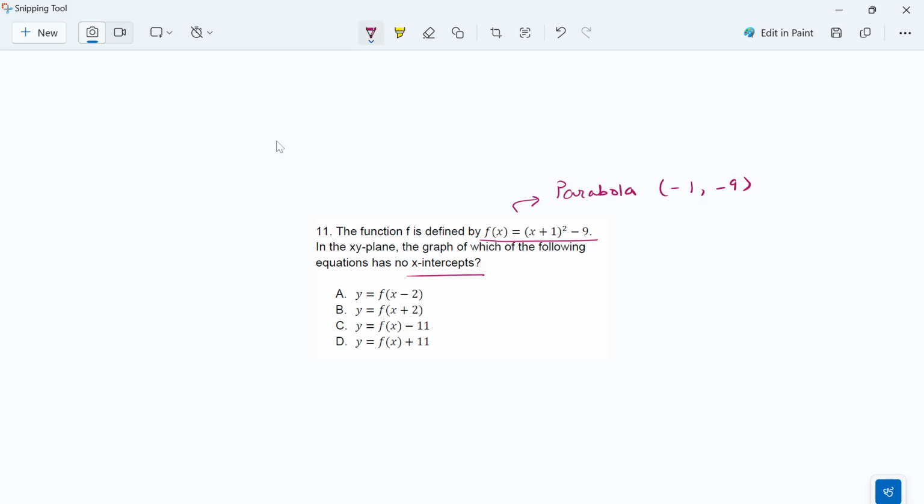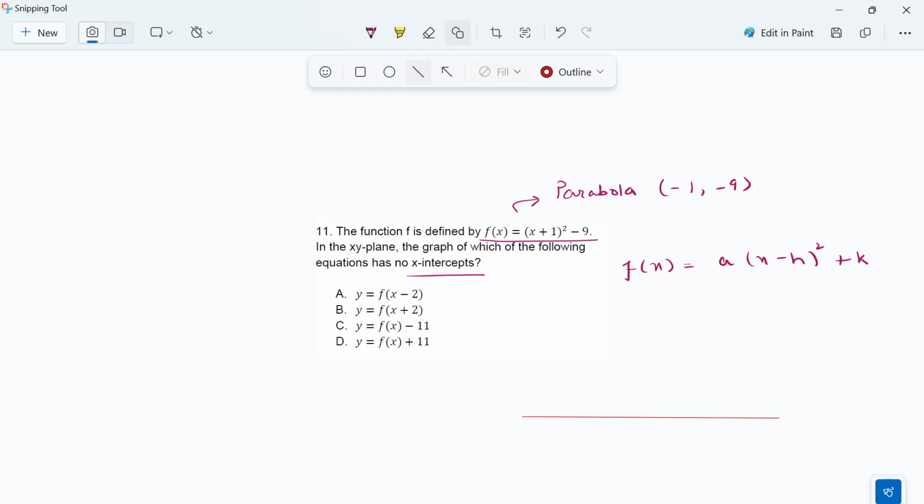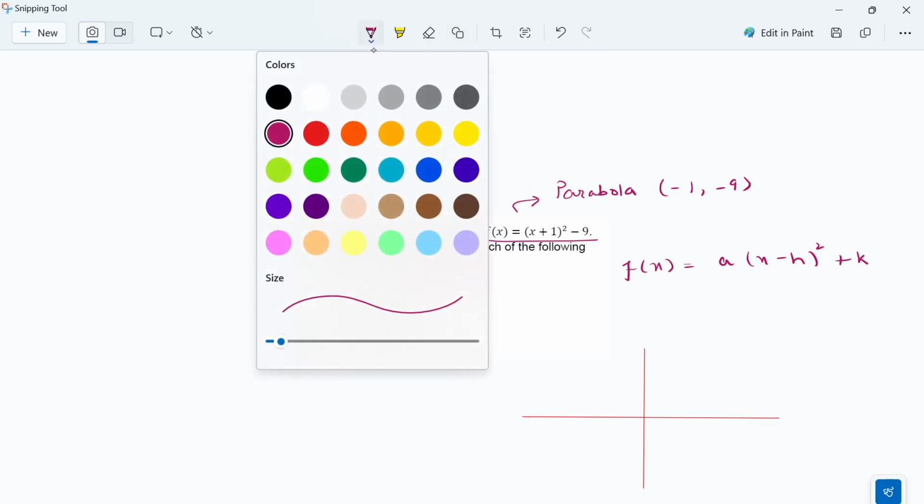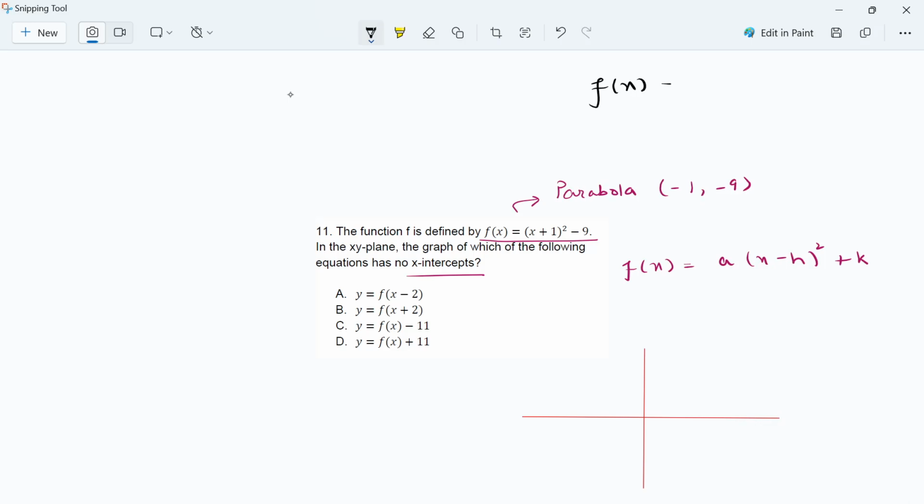Well, if you compare this equation with the vertex form of a parabola, the vertex form is given by f of x is equal to a times (x minus h) whole square plus k. So you get the vertex of this parabola as (-1, -9), and if we try to plot the graph of this, if it had been y equals x squared, then this would have the vertex at (0, 0).